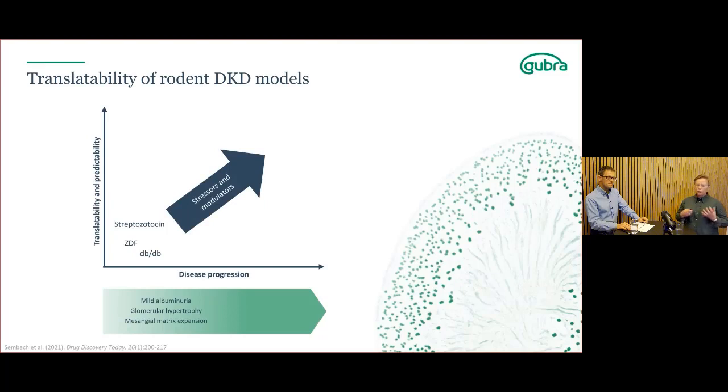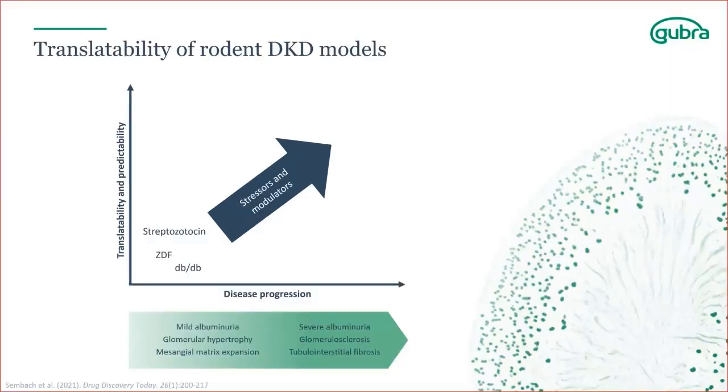So in order to establish a model with a more advanced phenotype, severe albuminuria and glomerular sclerosis, we can apply certain stressors to these models, such as knockouts or modulators to the db/db mouse, such as nephrectomy or hypertension. And that was actually what we set out to do, setting up this model.